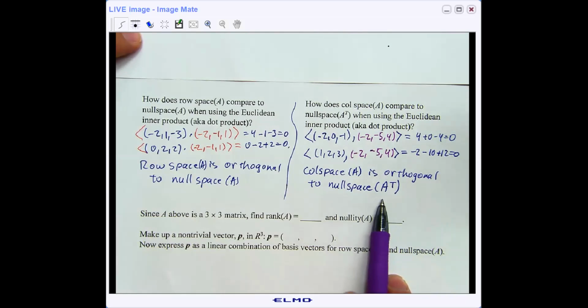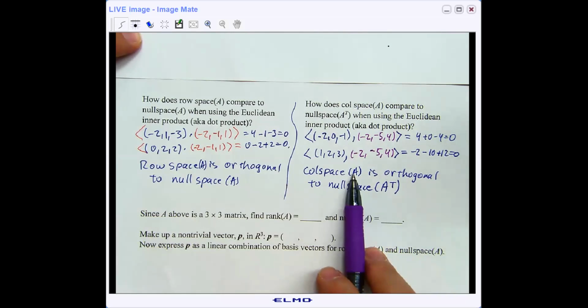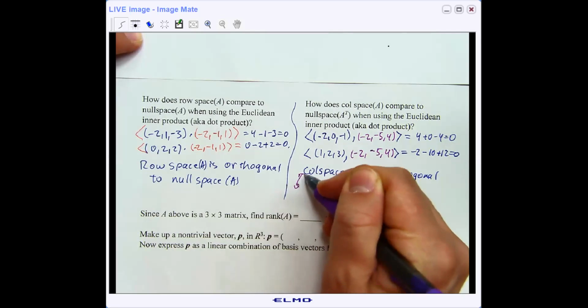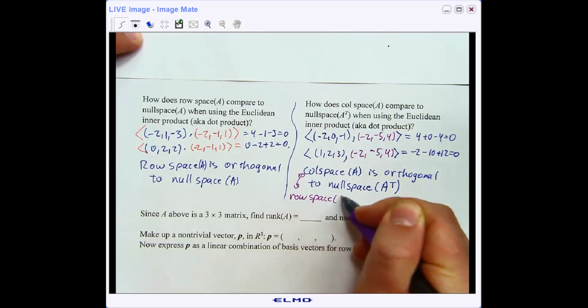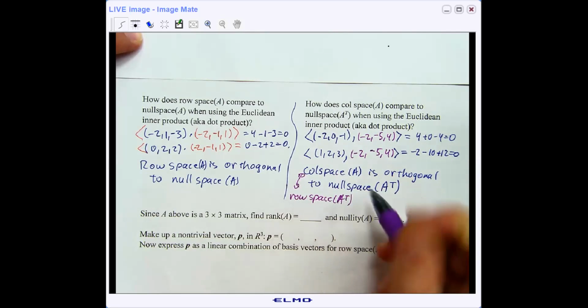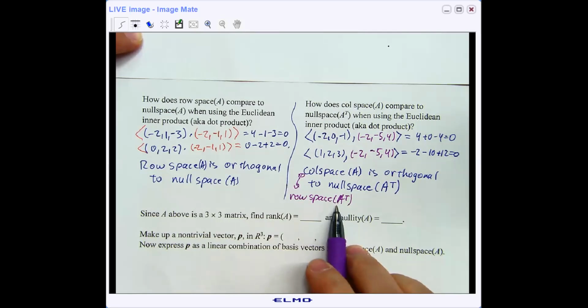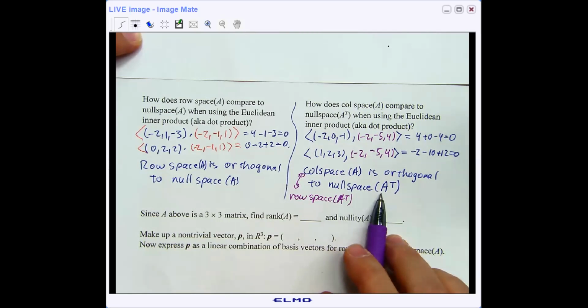a whole lot of sense, because if we transpose the matrix, what was the column space of the original matrix will be the row space of the transpose matrix. Let's write that down. So this would be equivalent to the row space of A transpose. And we know that the row space of a matrix is orthogonal to its null space.